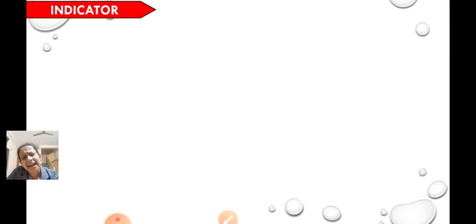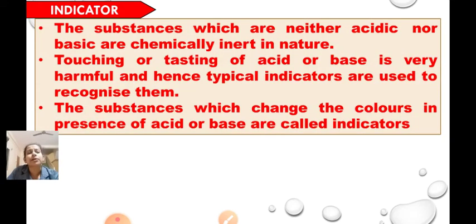Then how can we come to know whether a given substance is acidic or basic in nature? Natural acids, of course, we can taste, and we can come to know whether the taste is sour or bitter. But can we taste mineral acids? No. For that we need certain substances which will indicate whether a given substance is an acid or a base. Touching or tasting of an acid is very harmful, and hence typical indicators are used to recognize them.